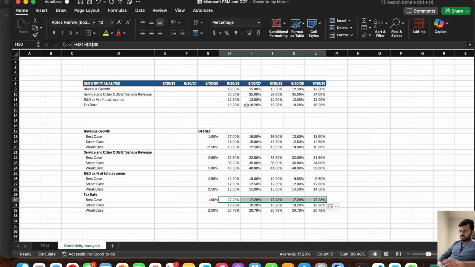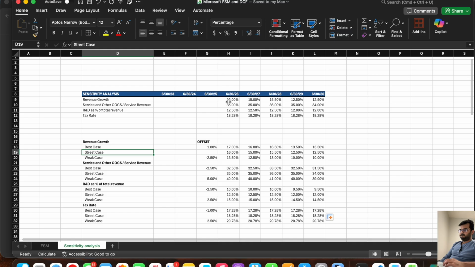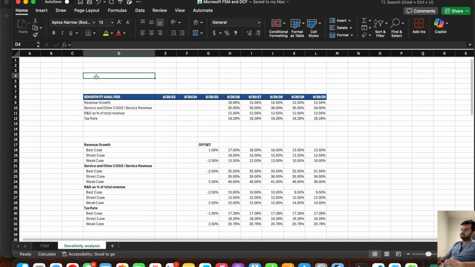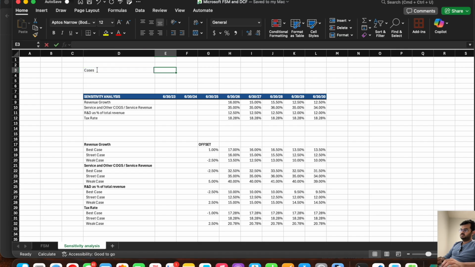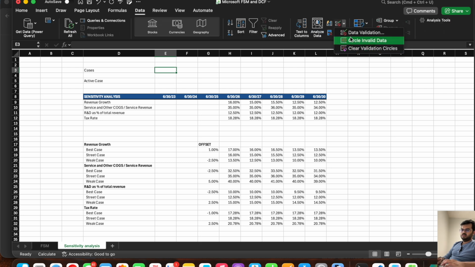So we have now done all the inputs. Now what we can do is, I will do this one as well. Cases and active case. So in the cases, we will go to data.